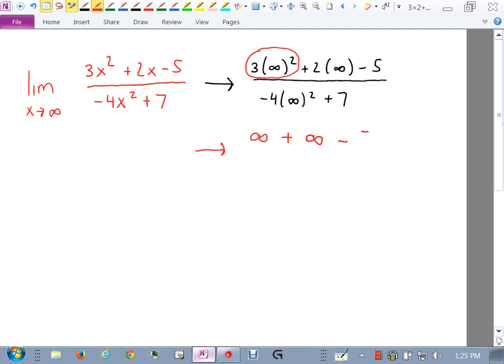Do you think taking 5 away has any effect on infinity? No, because that thing's just getting bigger and bigger. Taking away 5 is like a fly, just a nuisance. Doesn't affect it.